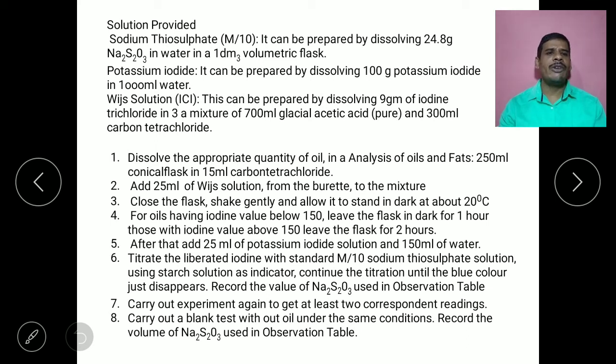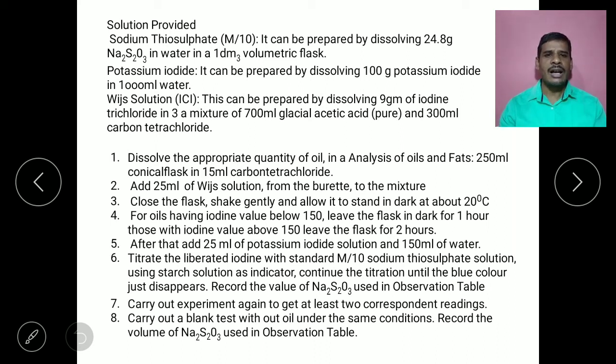But if the iodine value is more, it means a larger number of carbon-carbon double bonds is present in that particular oil or fat, so more time is required for completion of the reaction. But while we determine the iodine value the first time, we should keep this flask more than 2 hours, because we don't know whether the value is less than 150 or greater than 150.